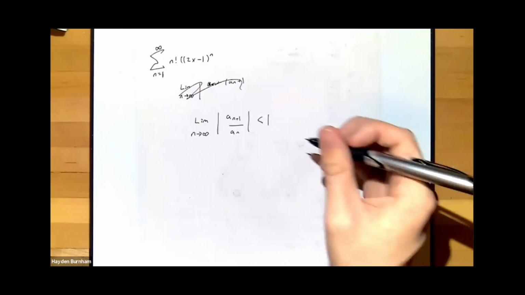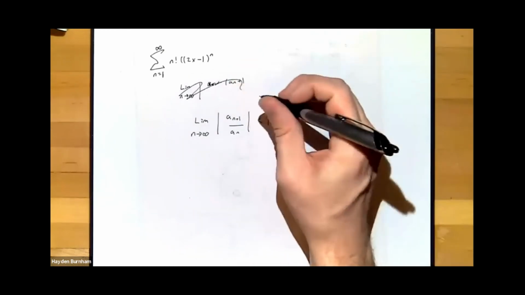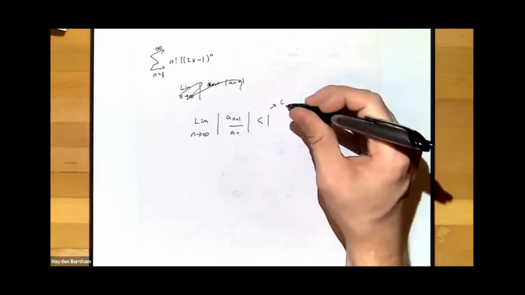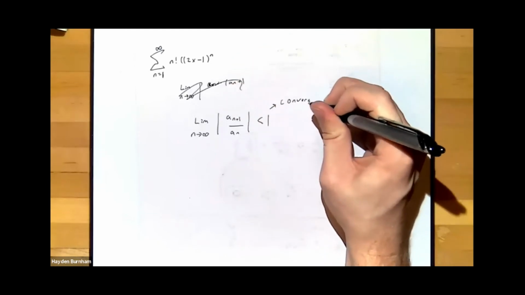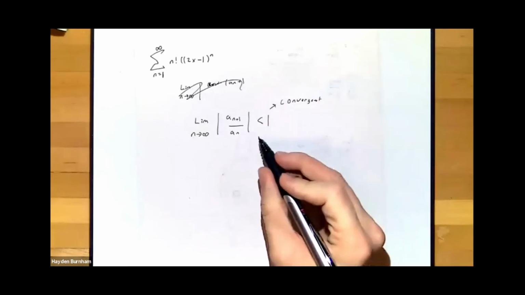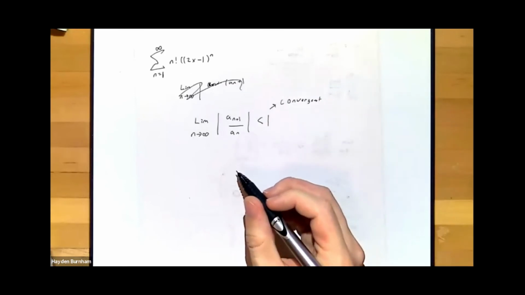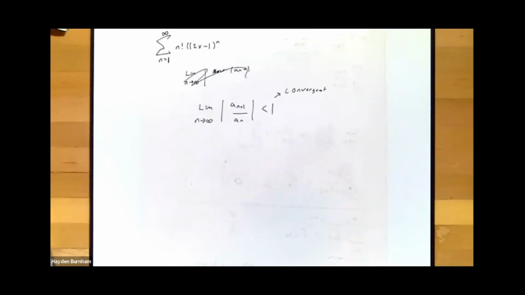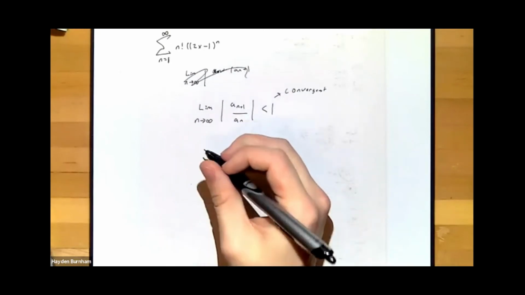There we go. If this is less than 1, then we can say that this will be converging, if this is true, right? So this is our condition. So I'm going to go ahead and plug in our values.